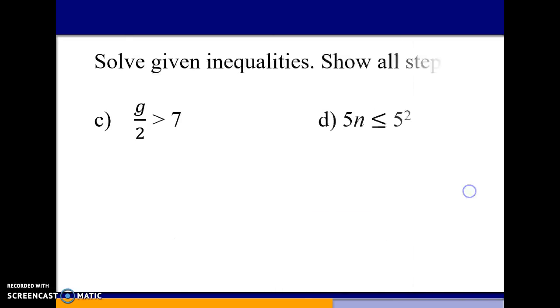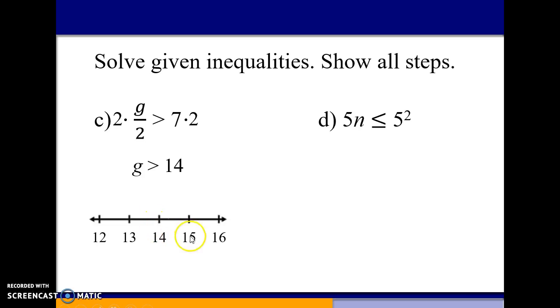Now let's look at multiplication and division. In the first example, we have g divided by 2 is greater than 7. We need to undo division by multiplying both sides by 2, which ends up having g is greater than 14. To graph it, we put the number line, a few numbers greater than 14 and smaller. Because we don't have an equal sign underneath the inequality sign, 14 is not a possible solution. We put an open dot, and all numbers greater than 14 are solutions.